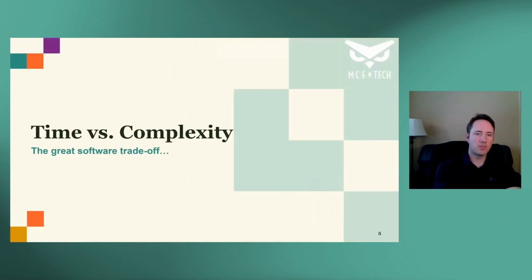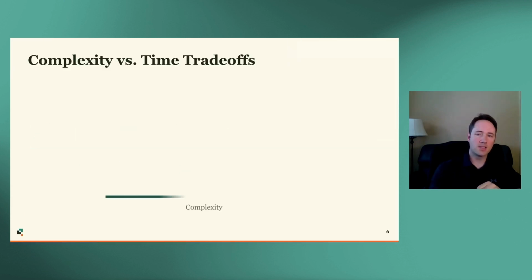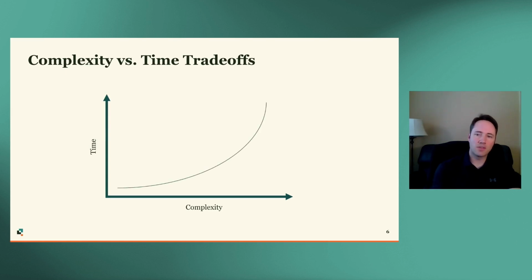So time versus complexity, there's this great software trade-off because the more complex the system is, the more time it takes to build that system and the more into the software weeds you have to get. And then the less time you have to focus on your business specific logic. So anytime in software development, you can focus on the business logic and not on the complexity of the system behind it. It's a huge benefit, and that's where Quickbase really excels.